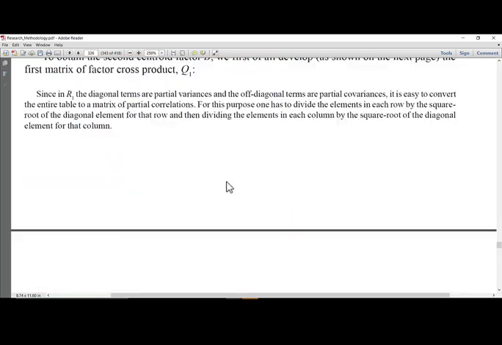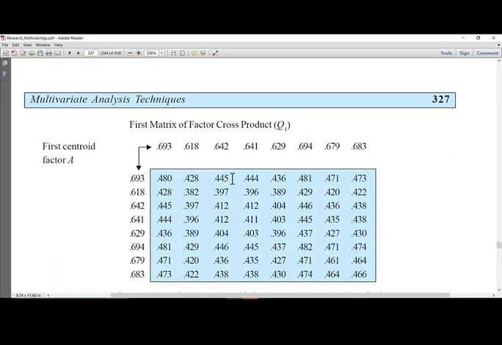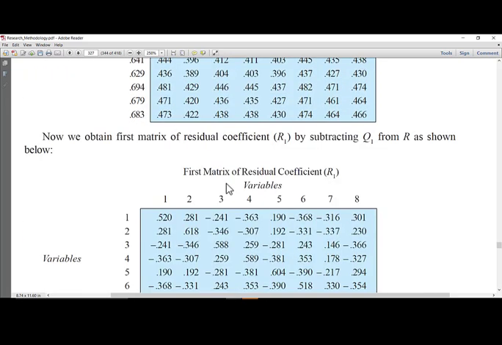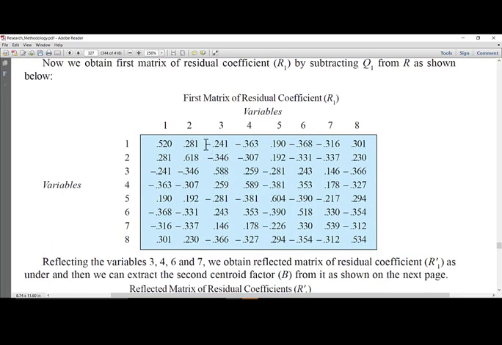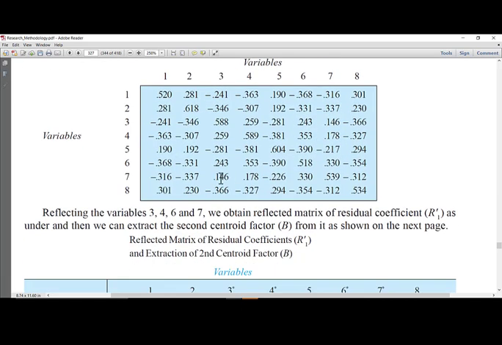0.445. This is giving us minus 0.241. So that way this residual coefficient matrix R1 is calculated. And now here you can observe the variables 3, here minus sign is there. Similarly for 4 also here minus sign is there. For 6 also minus sign is there, and for 7 also minus sign is there.